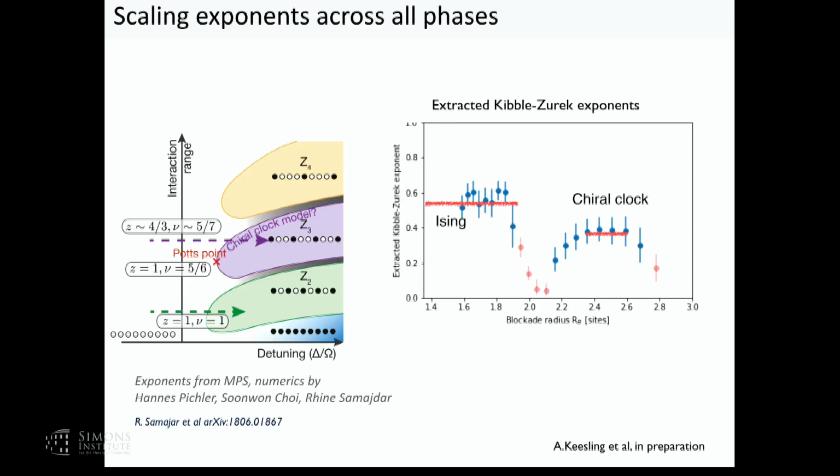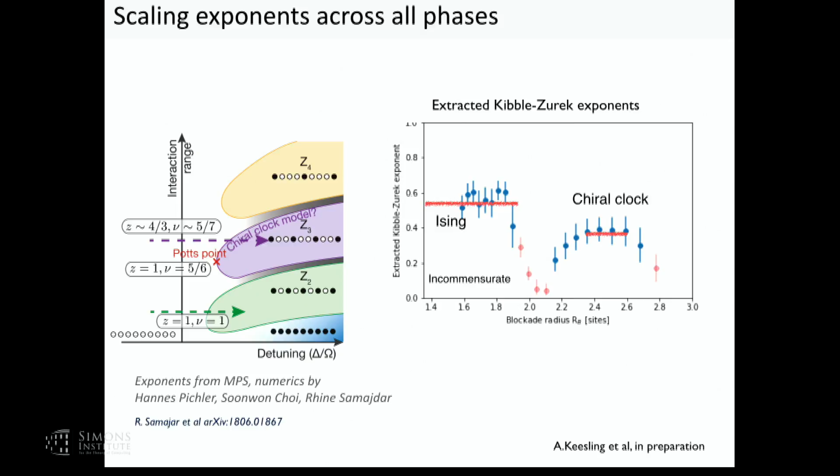And actually, together with Subir, we really try to push the envelope on the theory. We have flux numerics, MPS, and finite size scaling. We now get the number for the chiral clock model, which is in pretty good agreement. So there is also this dip. And this dip, we believe, really corresponds to this incommensurate phase, where orders compete.